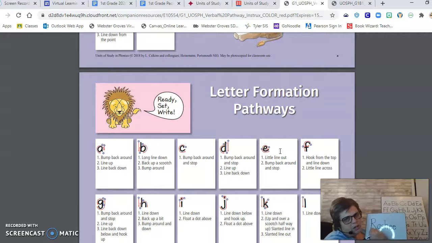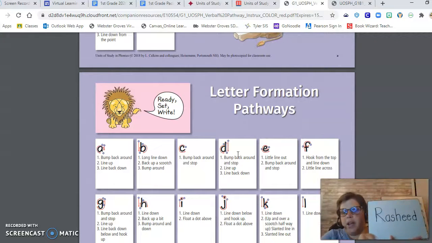And then the last letter in Rashid's name is a lowercase d. So we're going to take a look, and it looks like the first thing that we have to do is bump back around and stop. Line up, line back down. Not my very best writing, Mrs. Bluette, but I'm sitting at an awkward angle. Rashid, that's his name, all written out.